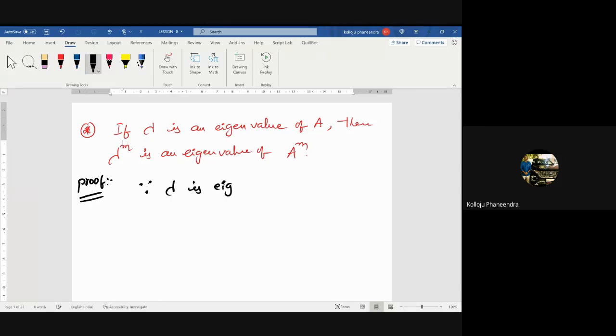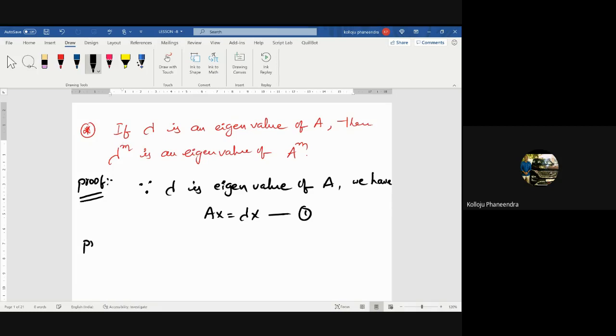is eigenvalue of. Since lambda is an eigenvalue of A, we have Ax equal to lambda x. Take this as equation 1: Ax equal to lambda x.